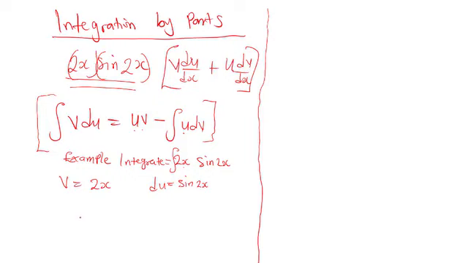Since we have v, let's look for the value of dv. You know that dv is equal to 2 dx. And since we have du, the value of our u we have to get by integrating it. If you integrate sine 2x, you have minus cos x. So we now have our u, which is this, our v, and dv, which is 2 dx.